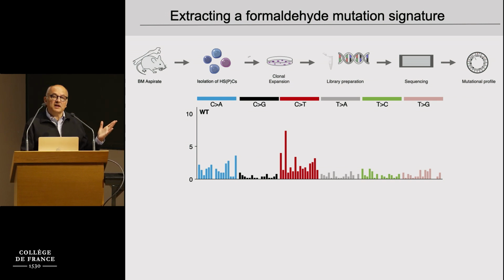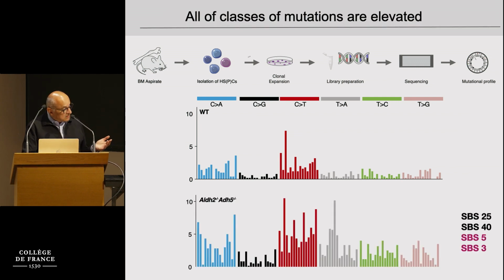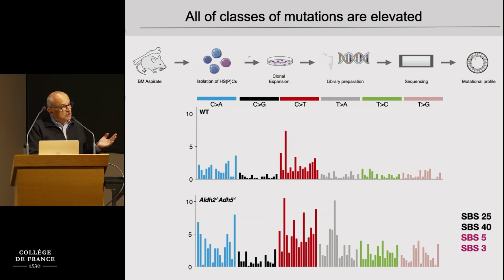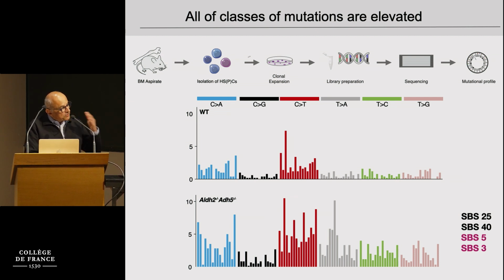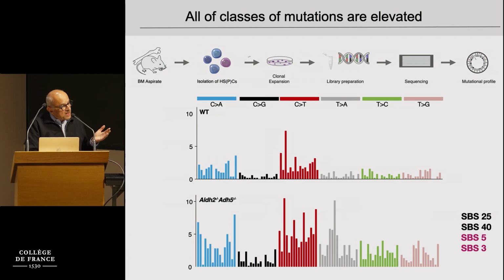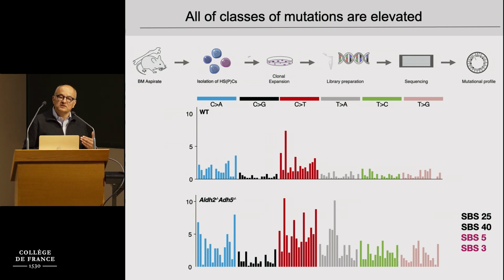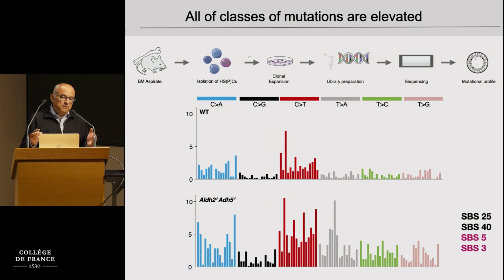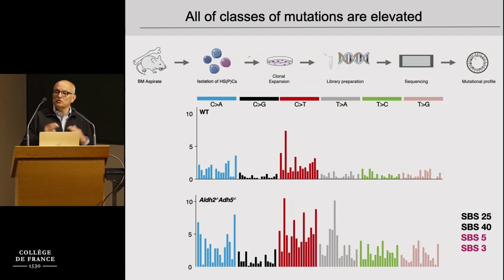So what does it look like in these formaldehyde superaccumulating mice? What you can see immediately is that all classes of mutations go up. And if you put this into an algorithm, what comes back is very strong similarity to mutation signature 5. Now, it's not as simple as that, because mutation signature 5 is a compound of many drivers. Well, what we can say is that endogenous formaldehyde likely contributes to mutation signature 5.